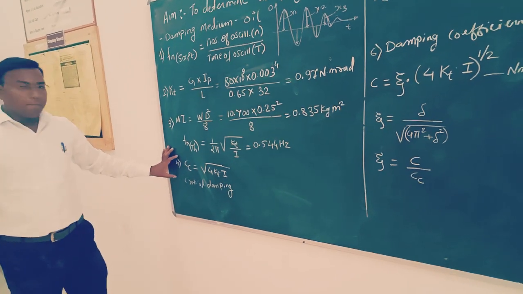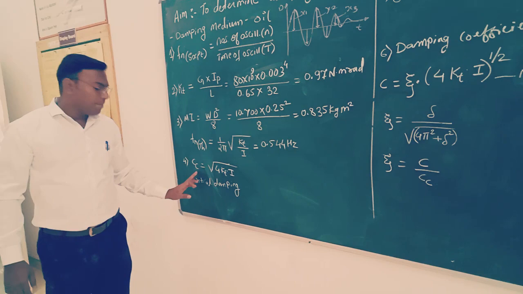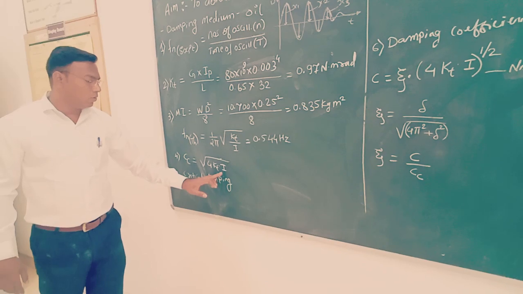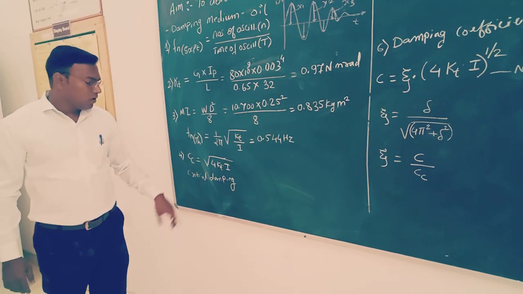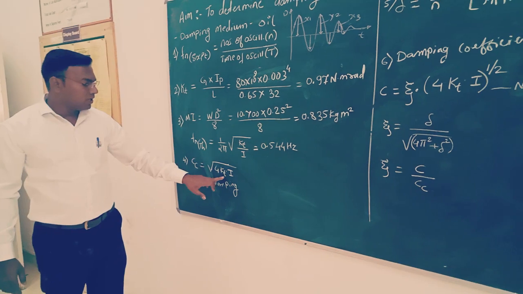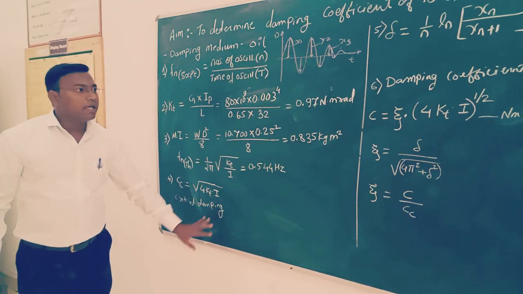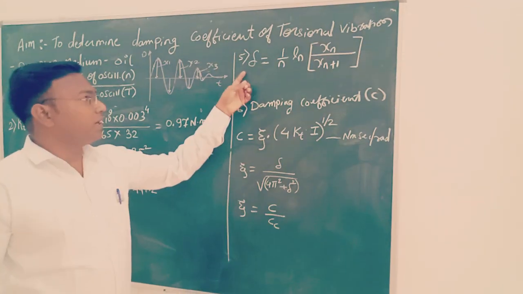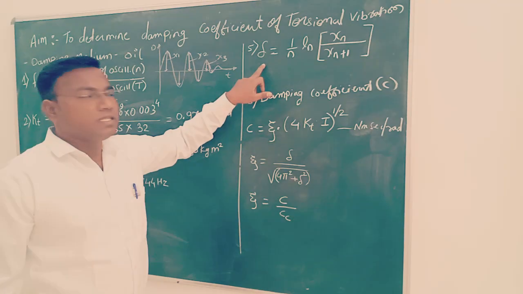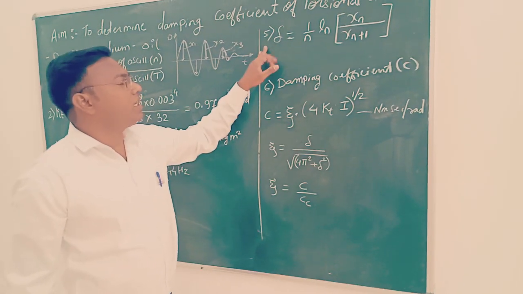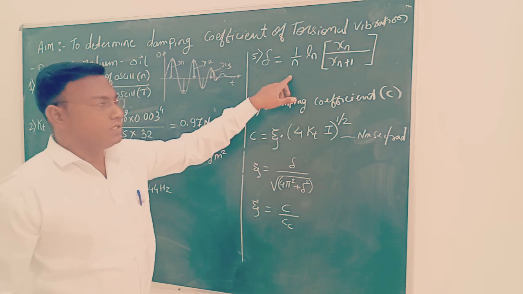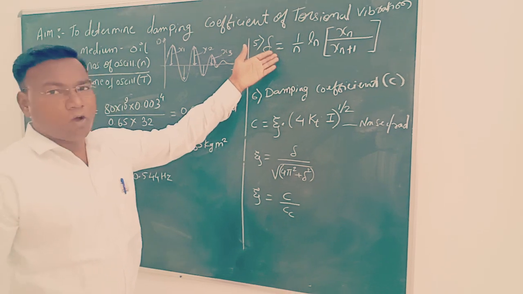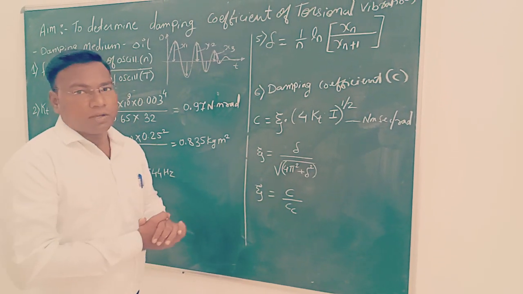Coming to the critical damping equation, the notation is Cc. Cc is equal to the square root of 4 kT into I. The kT value we have already obtained, and substituting the I value, we can determine the critical damping. The next equation is the logarithmic decrement. Delta is equal to 1 upon n, where n is the number of oscillations, times ln of xn upon xn plus 1. Substitute the values obtained from the graph and determine the logarithmic decrement.